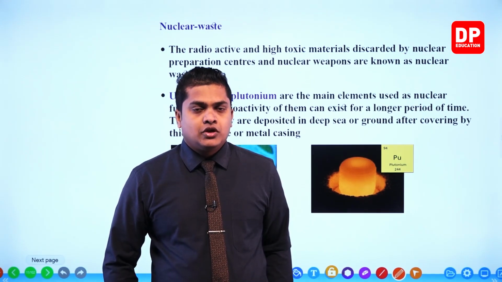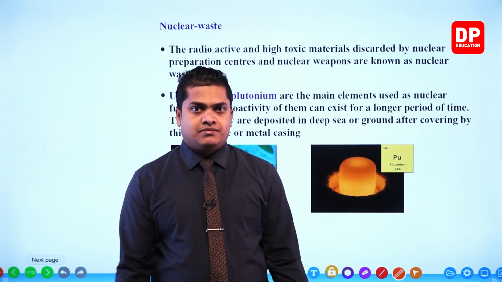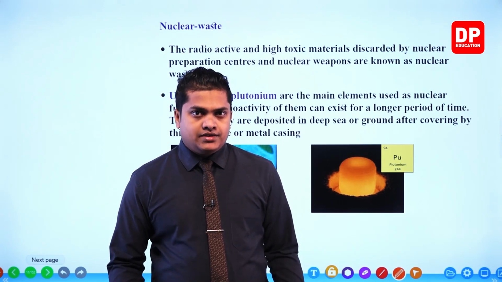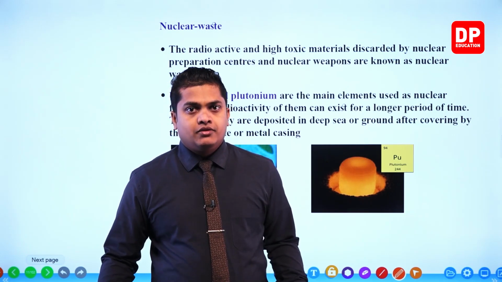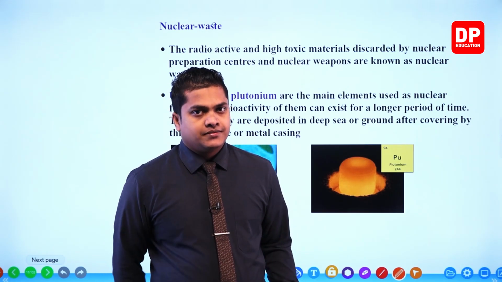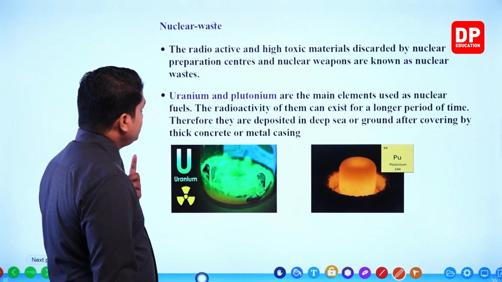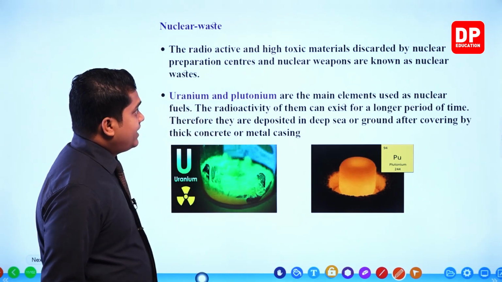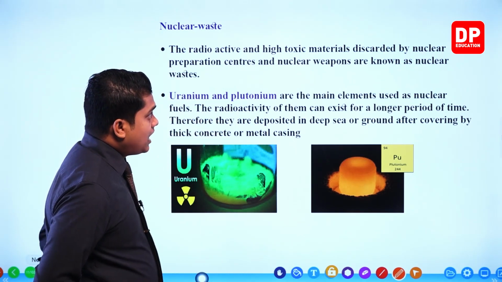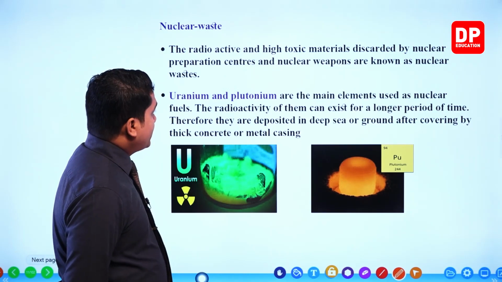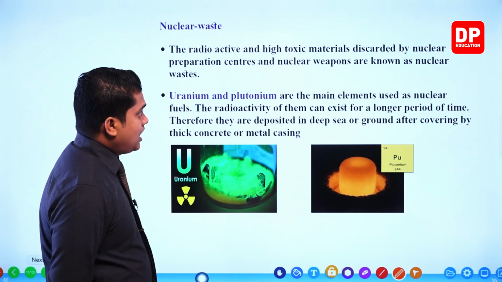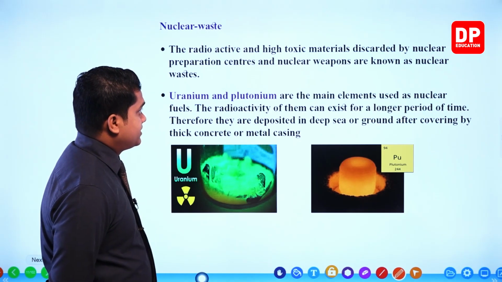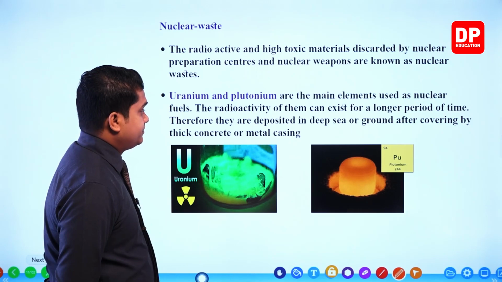Okay, my dear children. Here we are going to discuss the kinds of nuclear waste given out by nuclear preparation centers. Let's see once again. The radioactive and highly toxic materials discarded by nuclear preparation centers and nuclear weapons are known as nuclear waste. So, nuclear waste, my dear children.